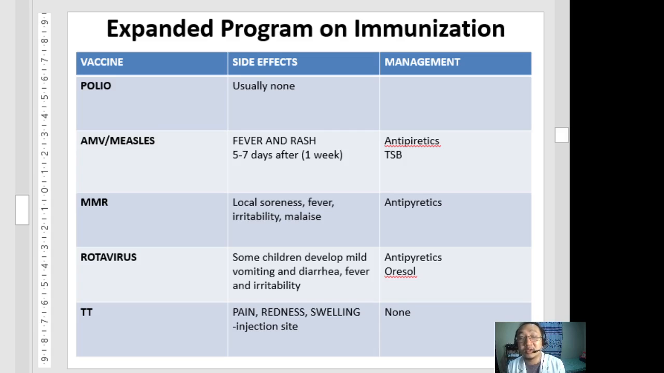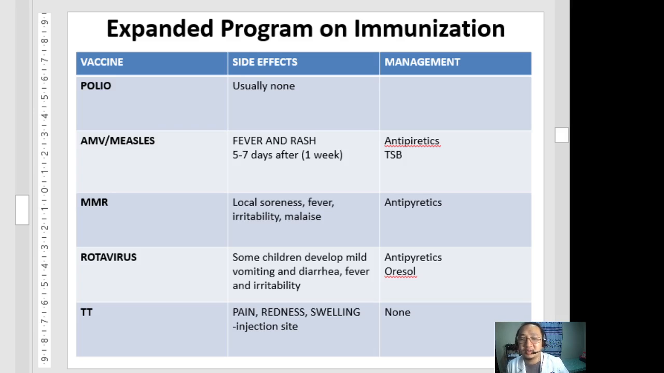Antipyretics and oral rehydration solution for infants who will be experiencing diarrhea and vomiting. Okay, then tetanus toxoid for the pregnant ones. Pain, redness, swelling on the injection site. Usually no management.